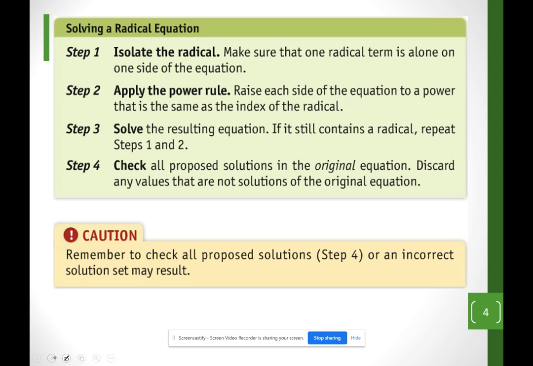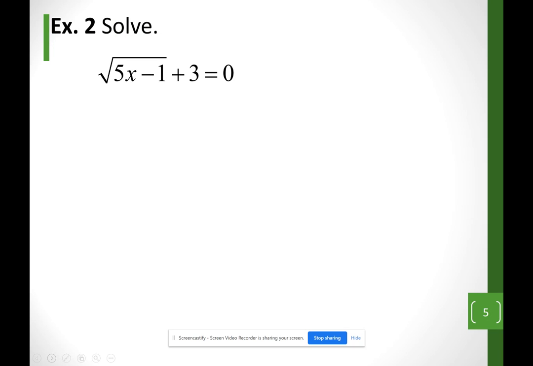Now let's take a look at example 2. Before you get rid of the square root, make sure there's nothing on the outside. In this case, I have a plus 3, so I have to get rid of it. I'm just going to move it to the other side as a minus 3, right? In addition, I subtract. So I have that the square root of 5x minus 1 is equal to negative 3.